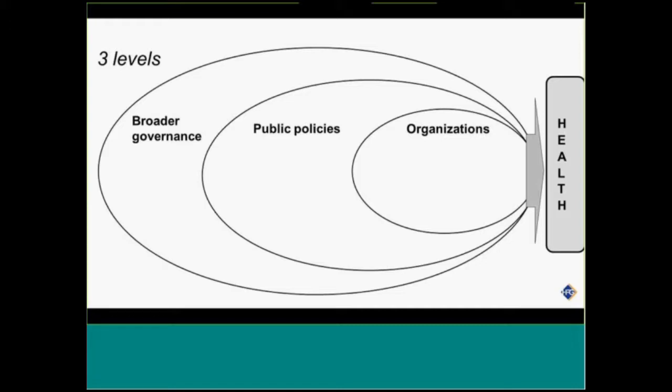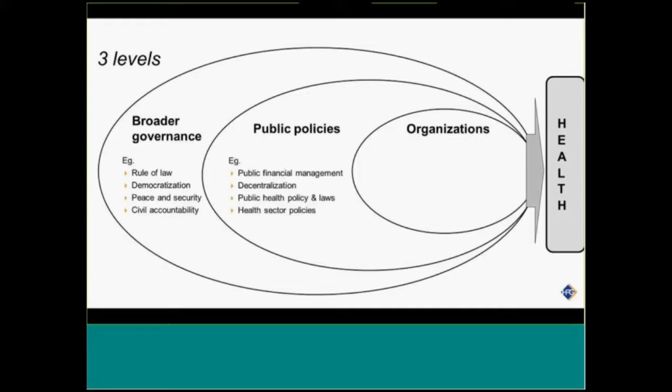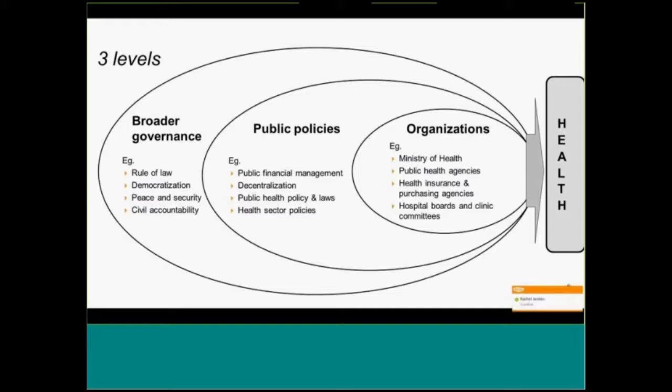Next, about the three levels where these governance elements can be applied. At the broader governance level, beyond the health sector, examples are rule of law and bringing peace and security, all of which have an impact on health. They can be applied around public policies, in the health sector, in areas such as public financial management, or public health law, for example, clean water or clean air. And they can be applied to organizations, such as ministries of health or hospitals and providers, all of which need a governing entity, some sort of institutional mechanism for implementation of decisions, and an accountability mechanism.